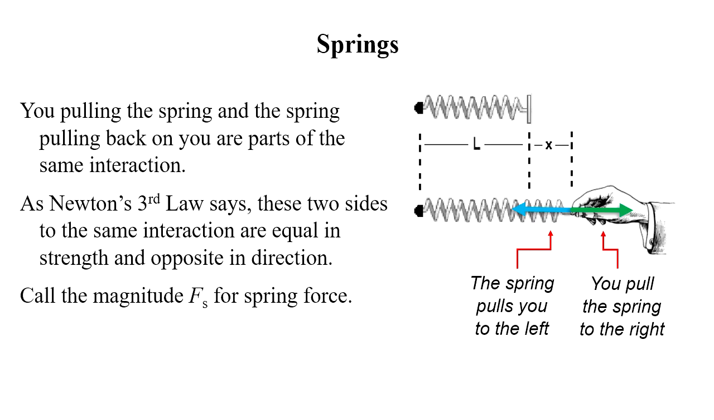You pulling the spring and the spring pulling back on you are parts of the same interaction. As Newton's third law says, these two sides to the same interaction are equal in strength and opposite in direction. We can call either one of these F sub S for spring force.